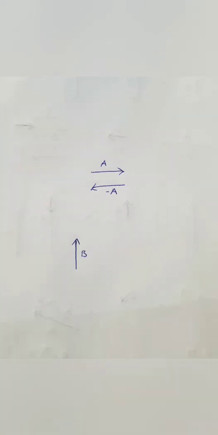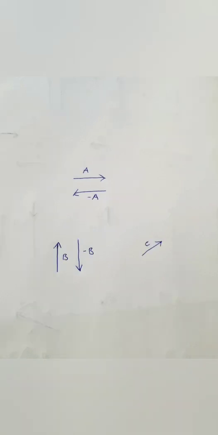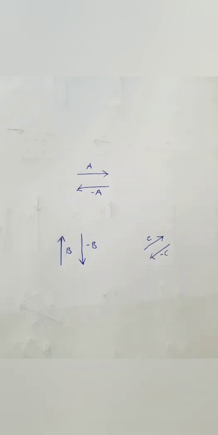For example, if you have a vector A and they ask you to draw negative A, it's going to be the same length but the opposite direction. Same applies for, say, this vector B, which is acting in the vertical. Negative B would have the same magnitude, so it would have the same length, but it would be in the opposite direction. No matter where a vector is facing, the negative of that vector is just simply going to be a vector with the same magnitude but opposite direction.